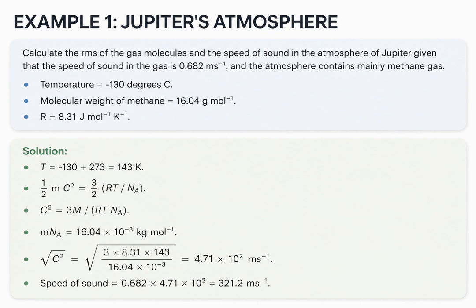First, we convert the temperature to Kelvin by adding 273, giving 143 Kelvin. We use the formula derived earlier, relating C squared to temperature and molar mass. The molar mass of methane is 16.04 grams per mole, which we must convert to kilograms. Plugging in the gas constant, temperature, and molar mass, we find the RMS speed is 4.71 times 10 to the power of 2 meters per second.